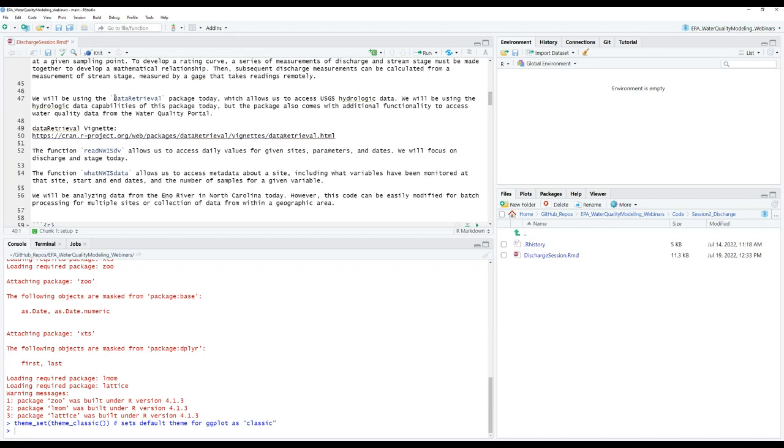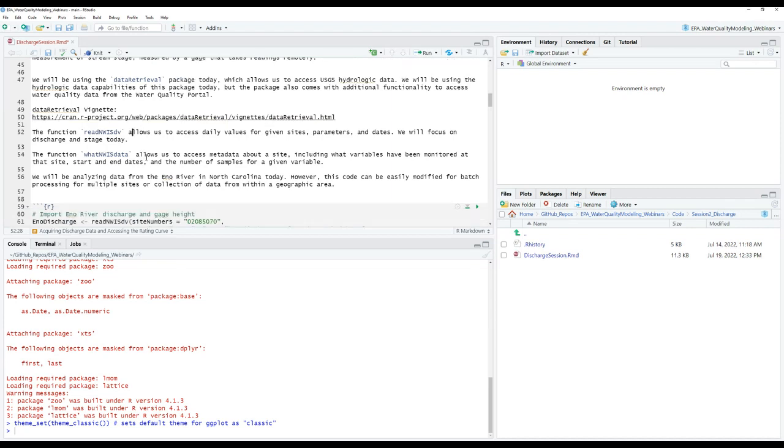Just to remind everybody, if you were here last time, we will be using the dataRetrieval package again. If you're new to this webinar series, we will be using the dataRetrieval package, which can access both USGS NWIS information as well as Water Quality Portal data. My favorite guide or vignette to the package is, the link is right there if you'd like to visit that on your own time. Some basic functions we will be using today are readNWISdv. This is a read-in of daily value data from NWIS. So this will allow us to get our data. There's also a function called whatNWISdata, and this allows us to access metadata about a site.